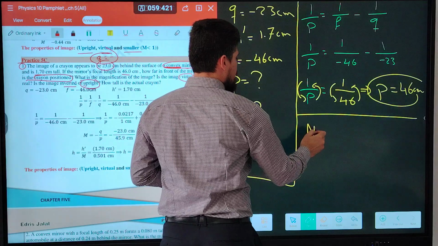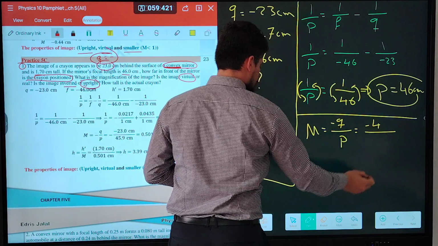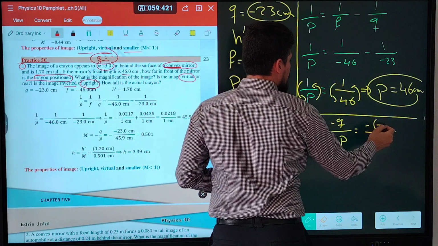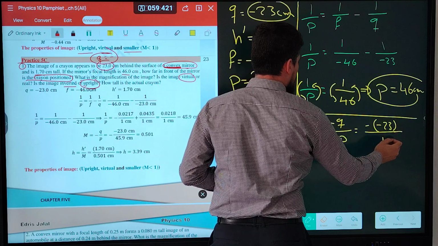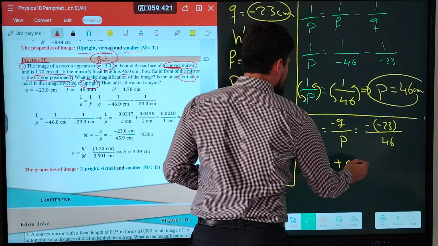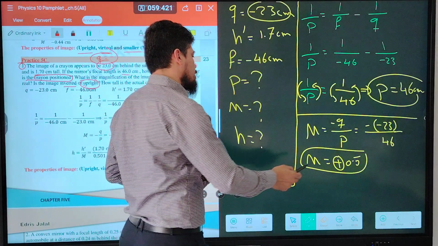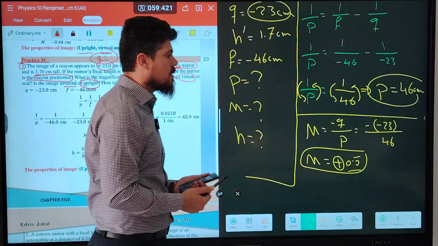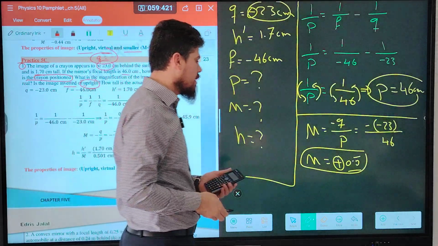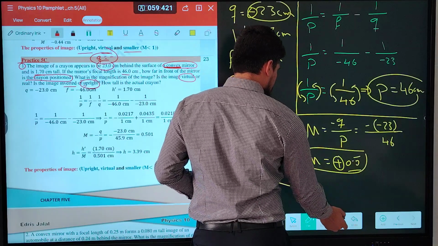M is equal to what? Negative Q over P. This is the negative of the equation, and Q already has a negative sign. Negative with negative becomes positive. Divide by 46. M is equal to positive 0.5. The image is upright because M is positive. The image is smaller because 0.5 is less than 1. The image is virtual because we have a convex mirror. Q is negative.